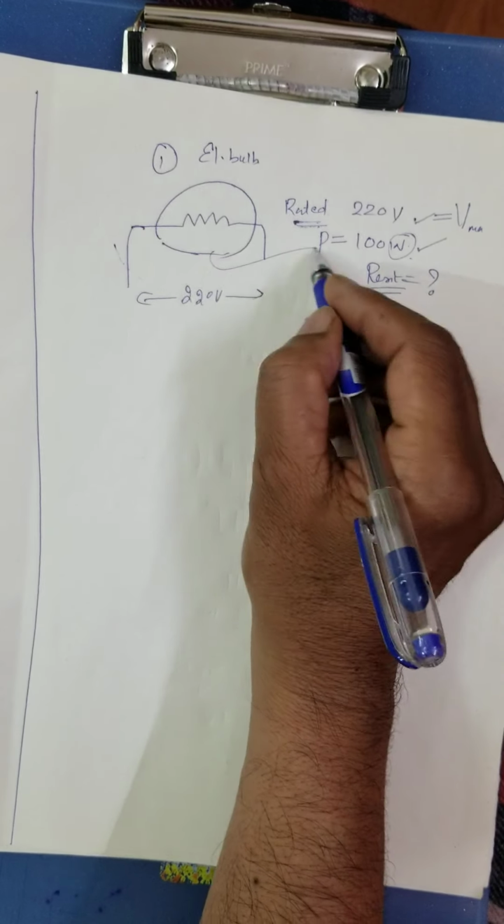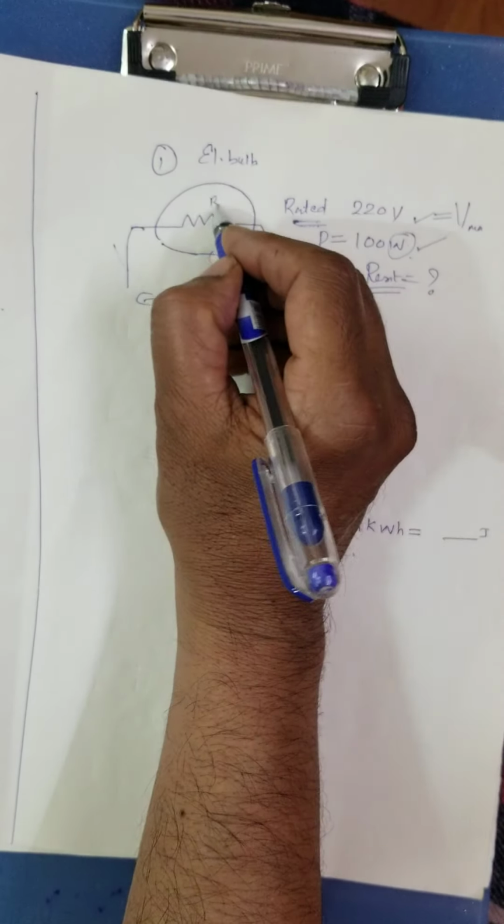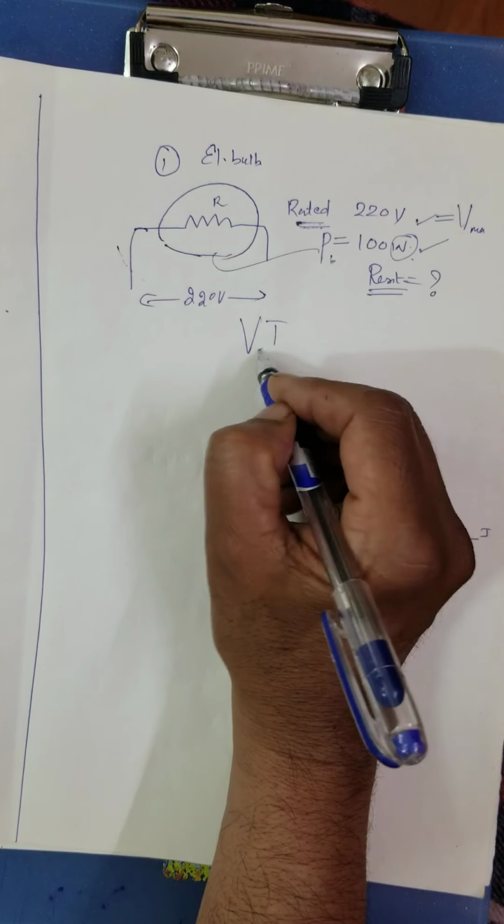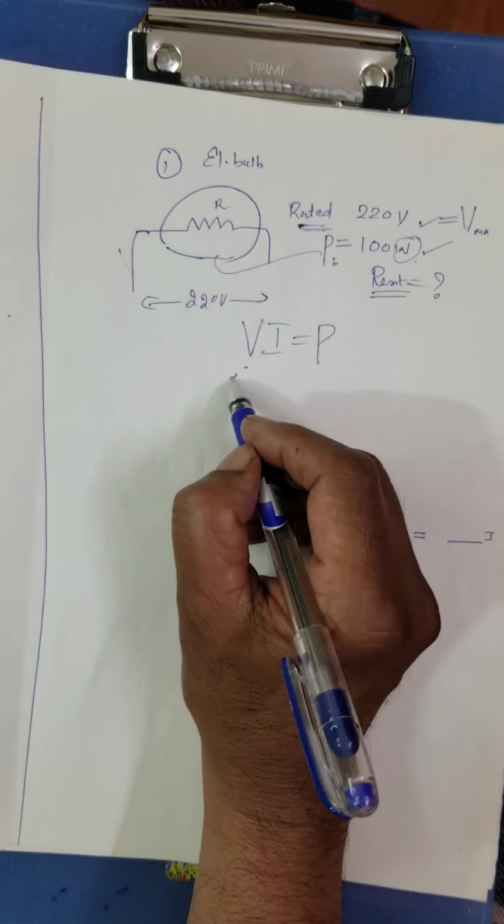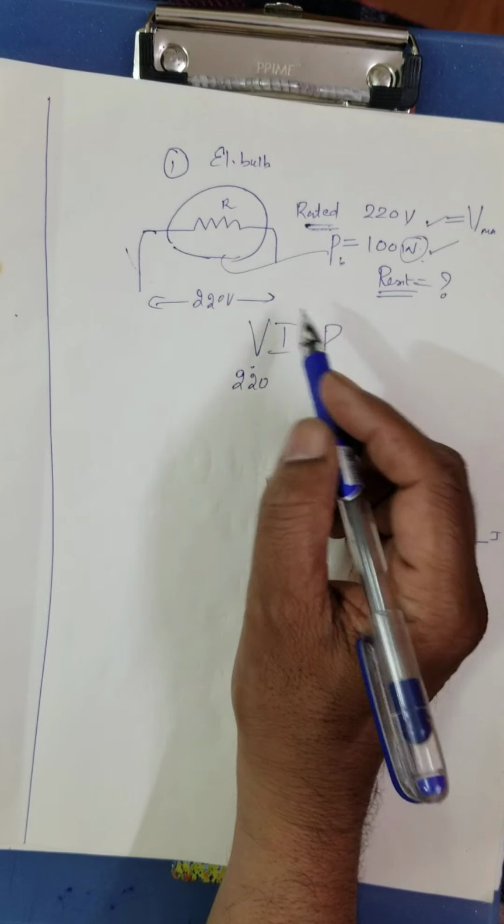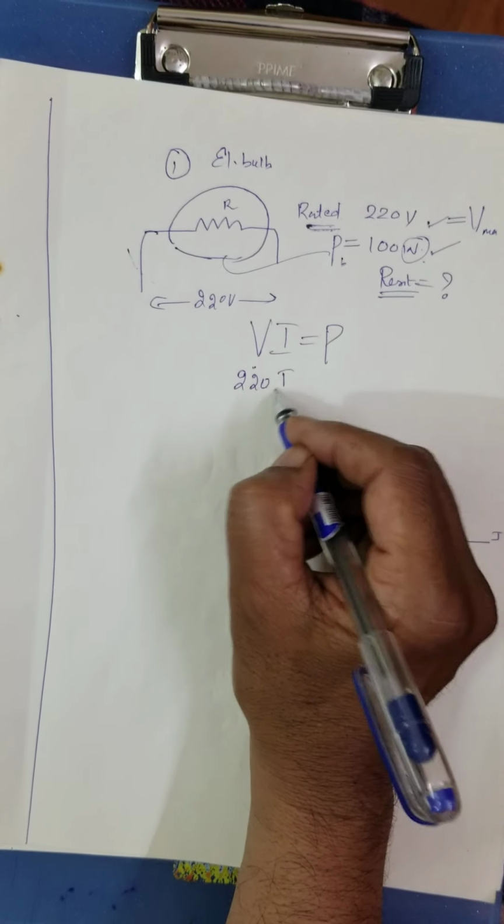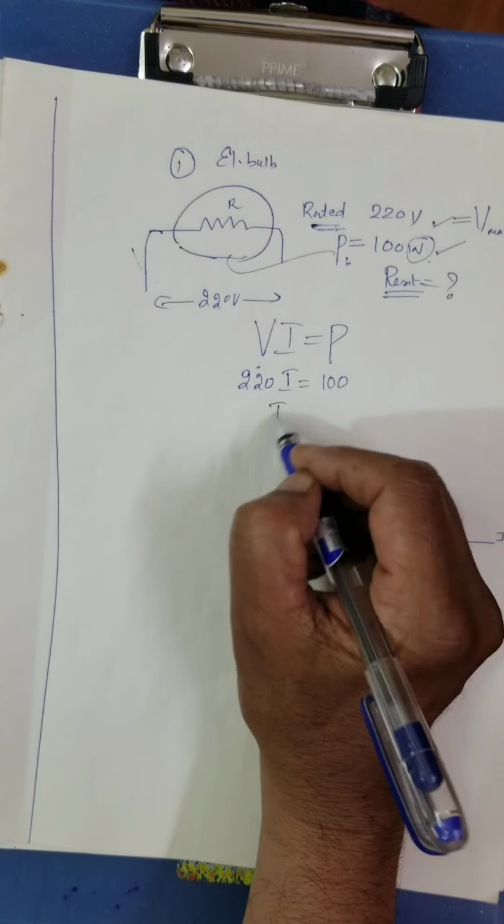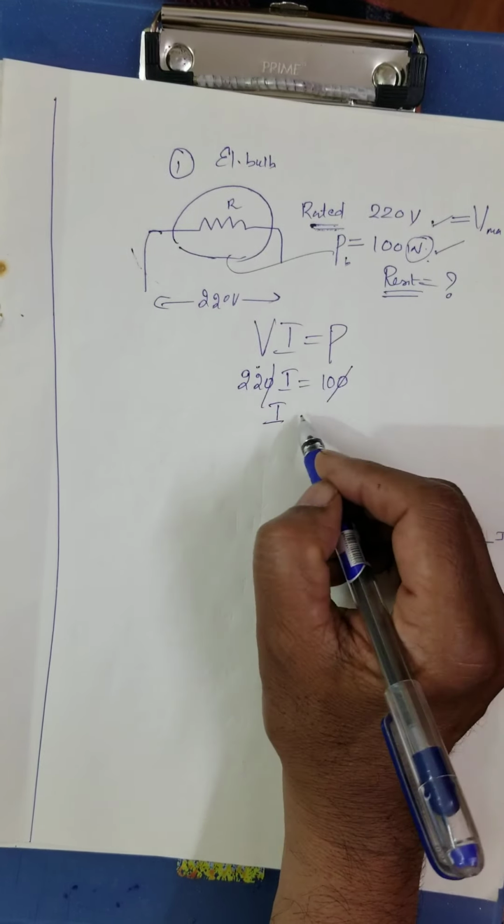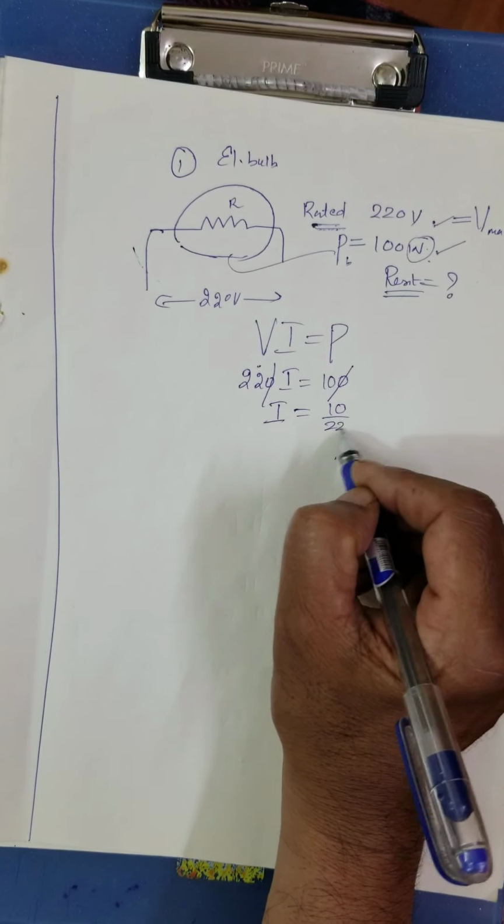And the power of the bulb is this. And R is the resistance. Very important person only, VIP of power. Voltage is 220. Current, what is the value of current? You don't know. Power is 100. Therefore, current is, 0, 0 get cancelled. Current is equal to 10 by 22 ampere.